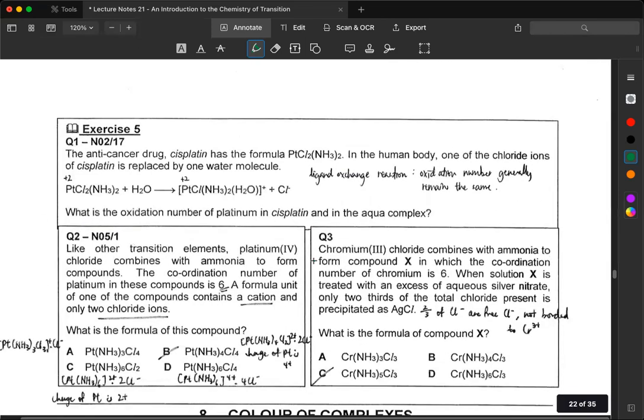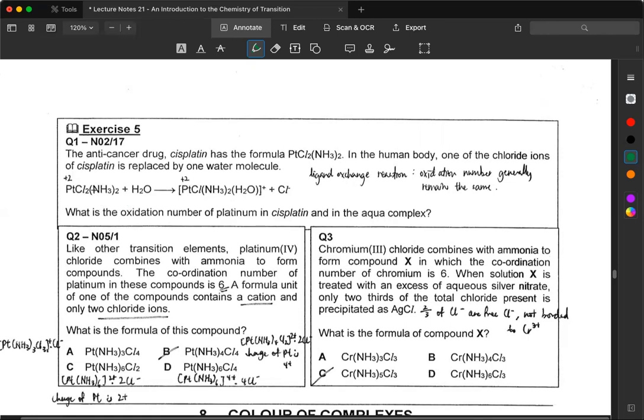Let's look at exercise 5. We have cisplatin having this formula. In the human body, one of the chloride ions of cisplatin is replaced by 1 water molecule. The chloride is replaced by the water because water has greater affinity with the platinum. What is the oxidation number of platinum in cisplatin and in the aqua complex?